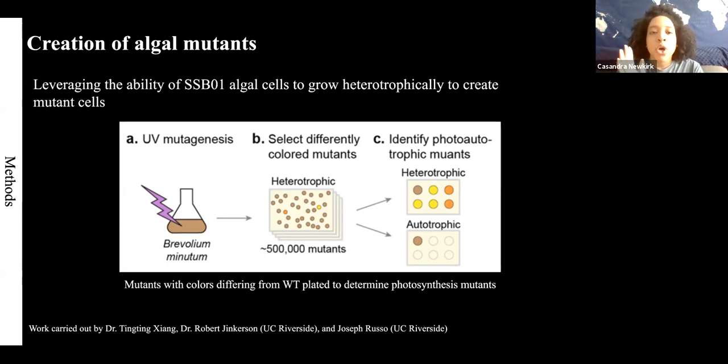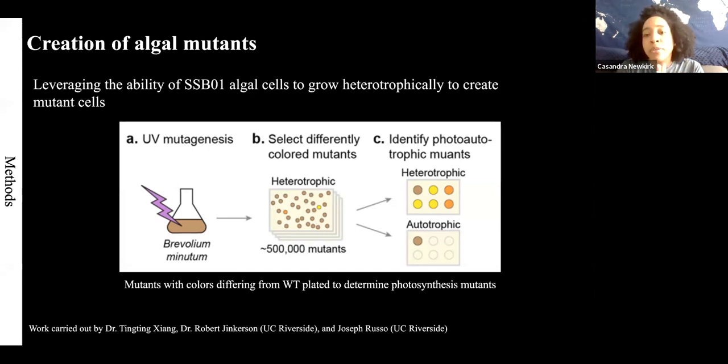So what we do is we'll place the algae under a UV light for a certain time period, depending on the level of mutation that you want to achieve before you reach cell death. So typically it's anywhere from 30 seconds to 1 minute. This is the SSBO1 Brevolium minutum, that's its species name. We will plate out the algae onto agar plates and allow it to grow up for a time.